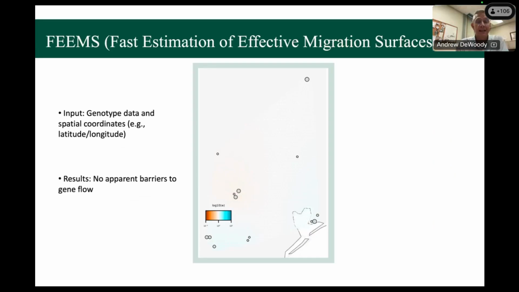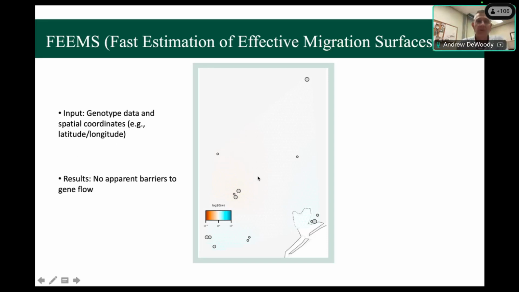When Natalie and another of my students, Zhang Yun, did the themes analysis to try and get at this migration surface, where they used the genotype data and the spatial coordinates of where the samples were collected to try and identify any barriers to gene flow or filters to gene flow. This is what they got.